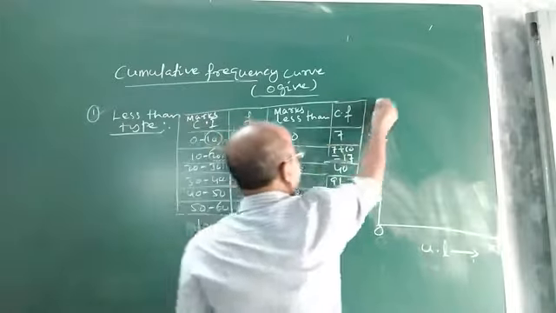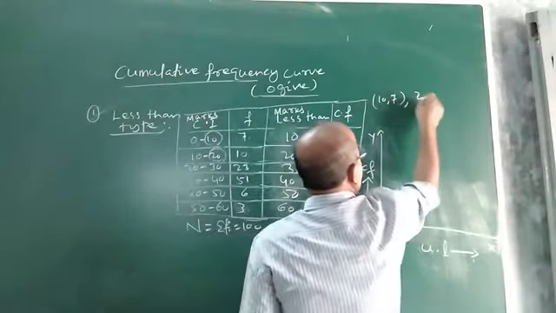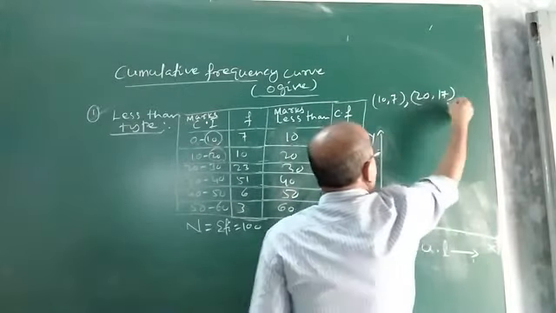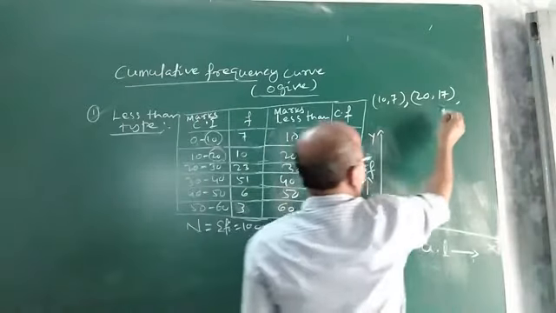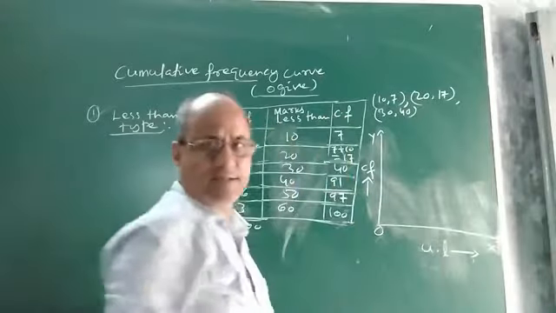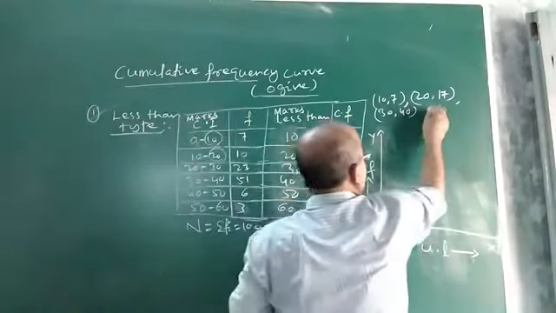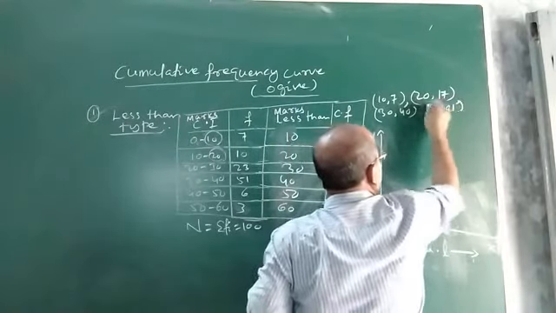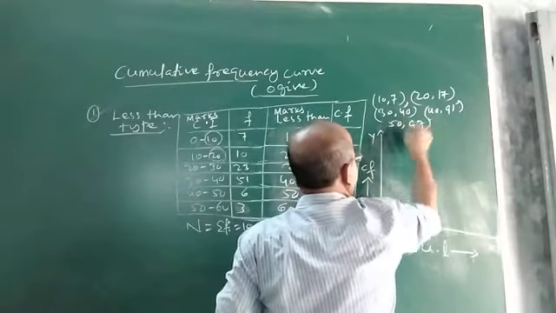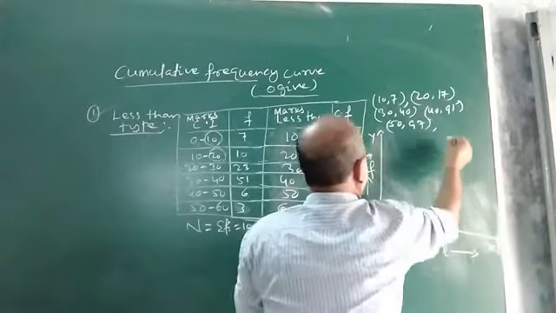So you got the coordinates. What are the points? The points are 10, 7, this is one point; 20, 17, another point; then 30 and 40, another point to be plotted in the Cartesian plane or coordinate plane; then 40 and 91, then 50 and 97, then 60 and 100.